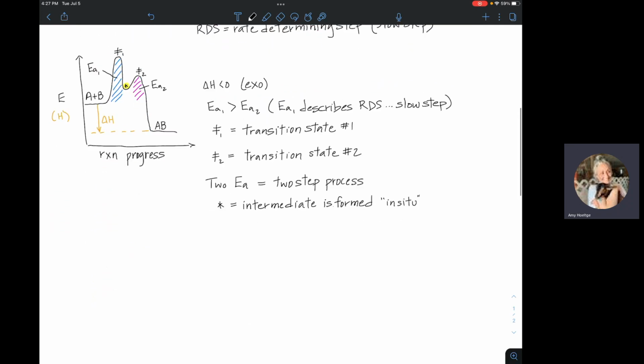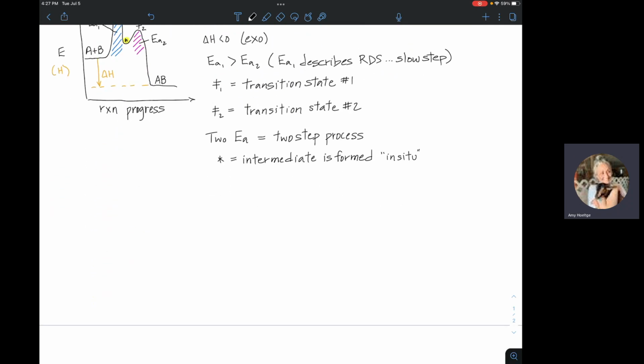Okay, so that is the recap of reaction mechanisms from general chemistry. Let's talk just a little bit about some terminology that you might not have heard in general chemistry and that we will talk about a lot in organic chemistry. So, some terminology specific to orgo.